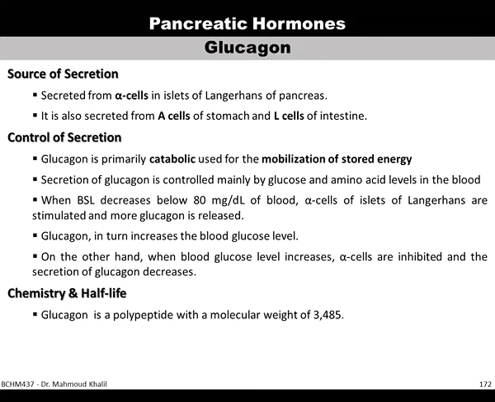Glucagon is a polypeptide with a molecular weight around 3 kilodalton. It contains 29 amino acids, and the half-life is around 3 to 6 minutes.